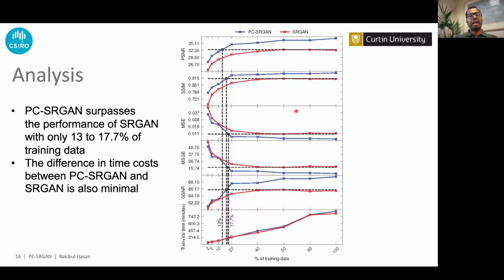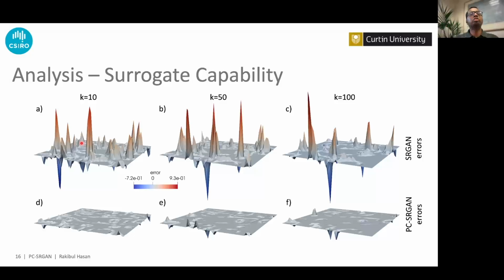We further do additional analysis. Specifically, this graph shows that our method is data efficient. That is, this physics-enabled SRGAN beats the performance of SRGAN, an existing approach, with only 13 to 17.7% of the training data. Instead of a traditional simulation method, can we use our AI method to estimate the higher resolution simulation and continue using that? We see that it generates physically meaningful results that are useful for scientific simulations. Thank you.